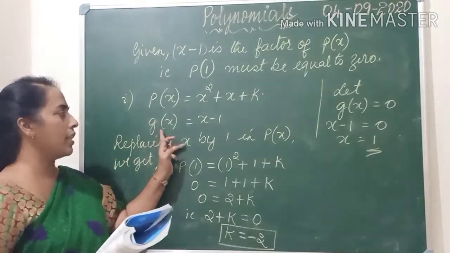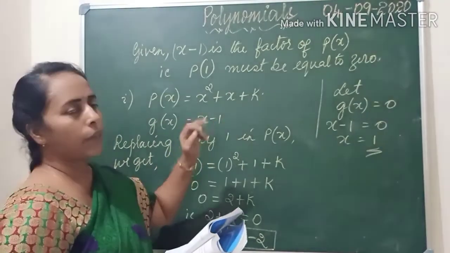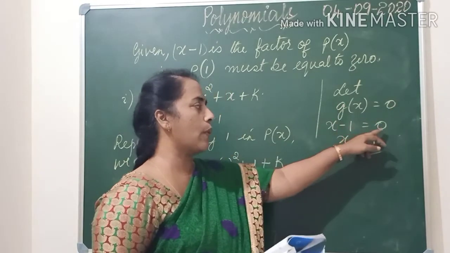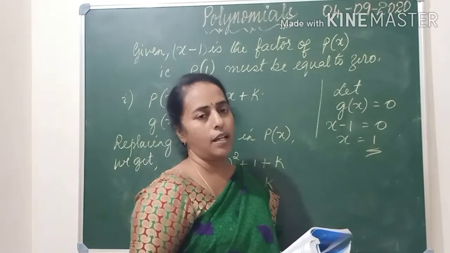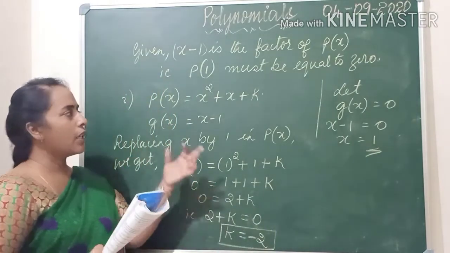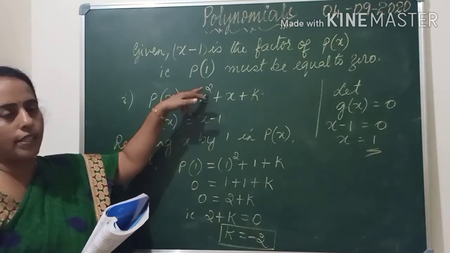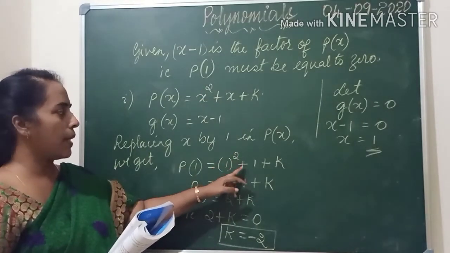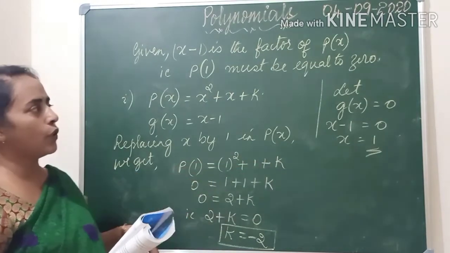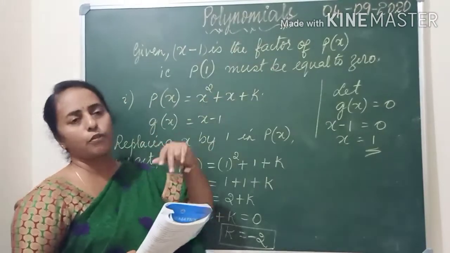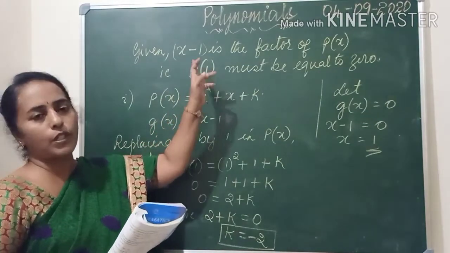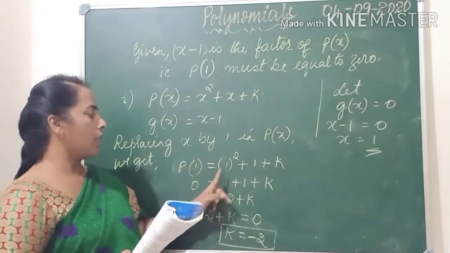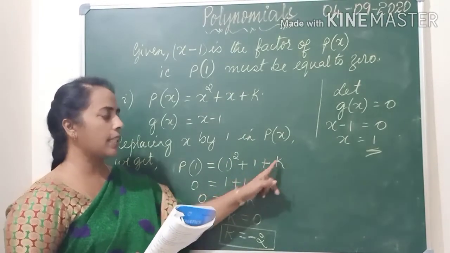So now the divisor g of x is x minus 1. So get the value of x. Let g of x, the divisor, be equal to 0. That is x minus 1 equals 0. That is x equals 1. Now you have to find the remainder. Replace x by 1 in p of x. So what do you get? P of 1 equals x square is there, that is 1 square plus 1 plus k. So we already know that since x minus 1 is a factor of p of x, p of 1 should be equal to 0. Equate that to 0. That equals 1 square is 1 plus k.